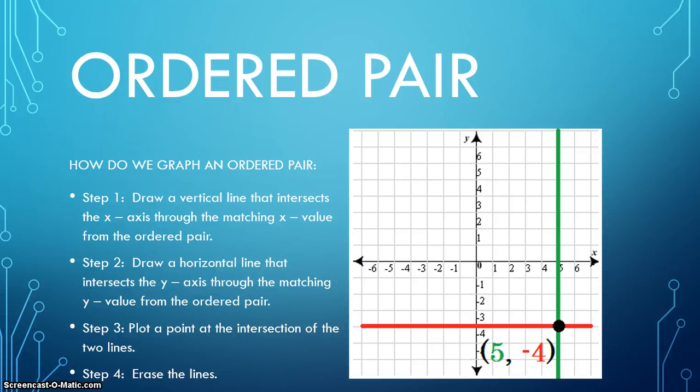and that's how we graph an ordered pair. And as you can see, I have an image of an example. The only thing that is stopping that from being finished is you just have to erase the green and red line.